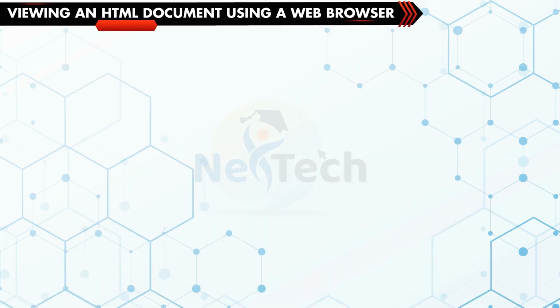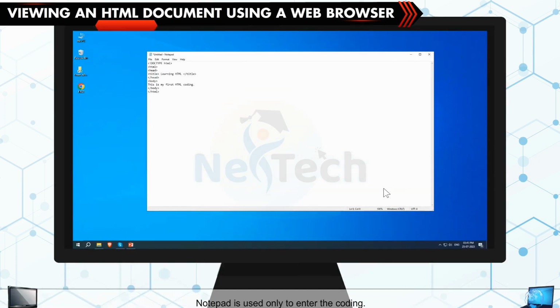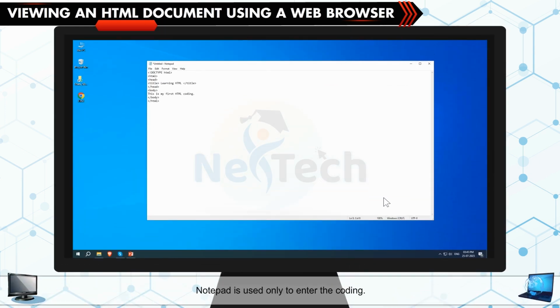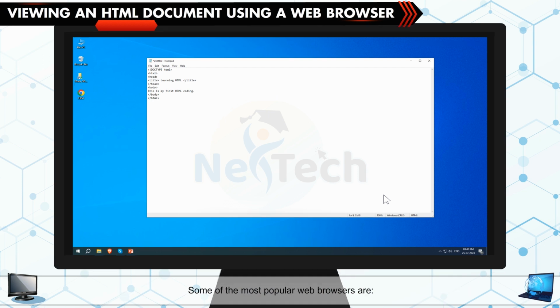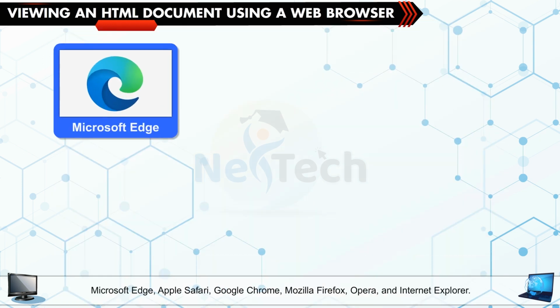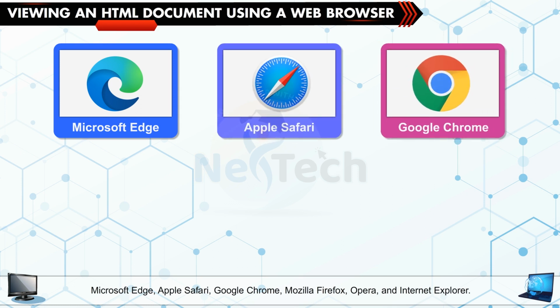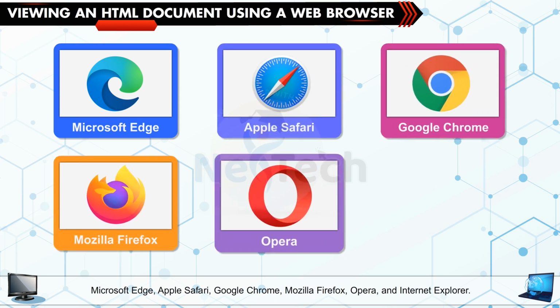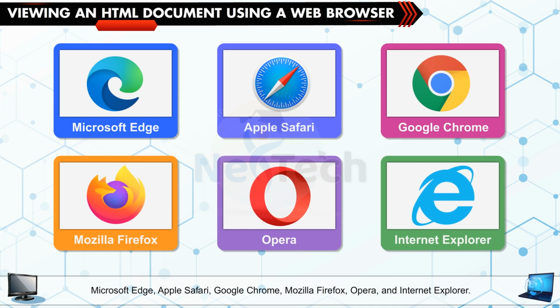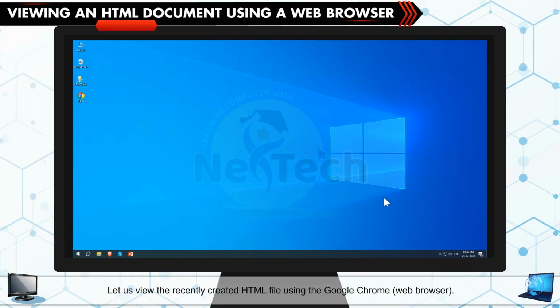Viewing an HTML document using a web browser. Notepad is used only to enter the coding. It does not display the end result. To view the HTML document, you have to use a web browser. Some of the most popular web browsers are Microsoft Edge, Apple Safari, Google Chrome, Mozilla Firefox, Opera, and Internet Explorer. Let us view the recently created HTML file using the Google Chrome web browser.